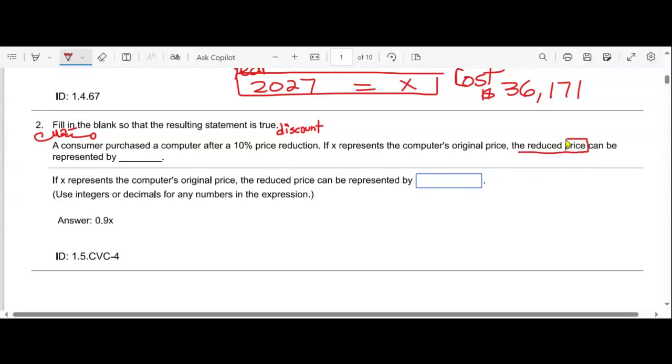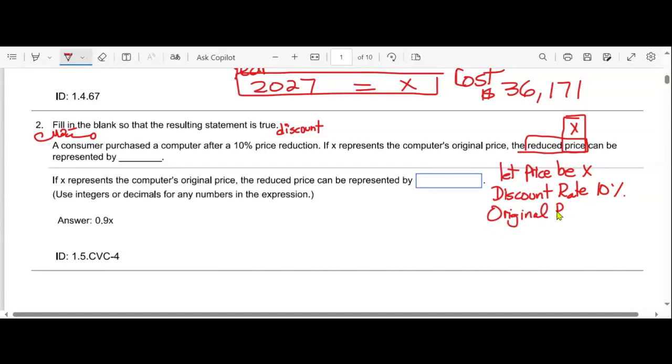Okay, he's looking for the reduced price, right? Do you know the price? No. So we'll say the price is X. We don't know the price, correct? So let price be X. Now, what is the discount rate? 10%, which equals 0.1. And the original price will be 100%, right? Correct?